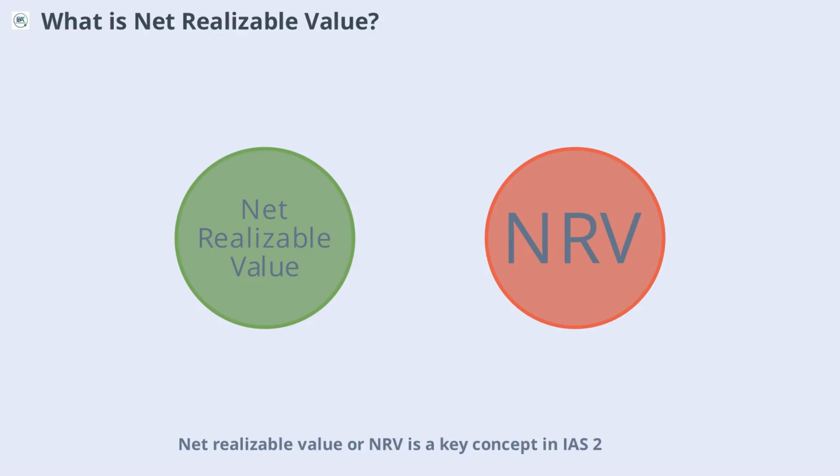Net realizable value, or NRV, is a key concept in IAS 2. It represents the estimated selling price of inventory in the ordinary course of business, minus the estimated costs of completion and the costs necessary to make the sale. In other words, NRV is what a company expects to receive from selling its inventory after accounting for all related expenses. This value is important because it ensures that inventory is not overstated on the balance sheet. If the NRV falls below the cost of inventory, a write-down is required. Let's see how this process works in practice.